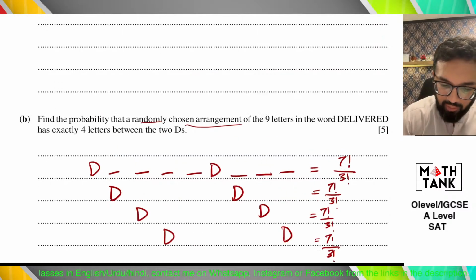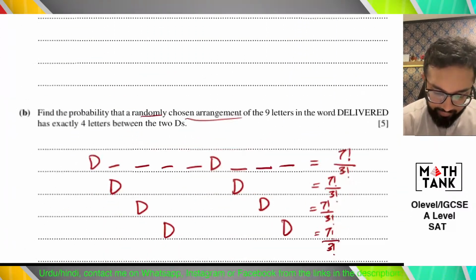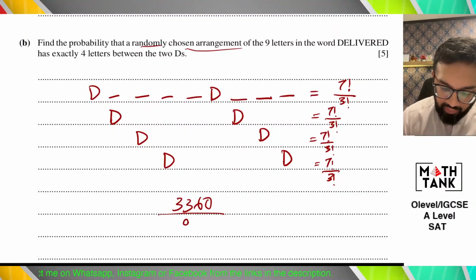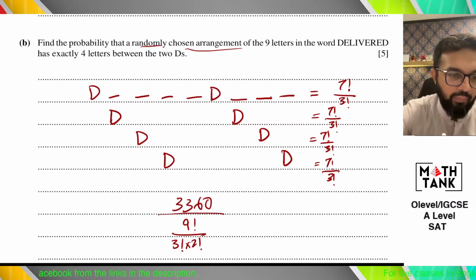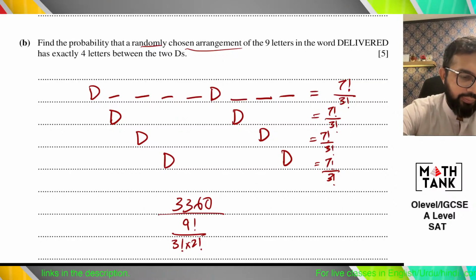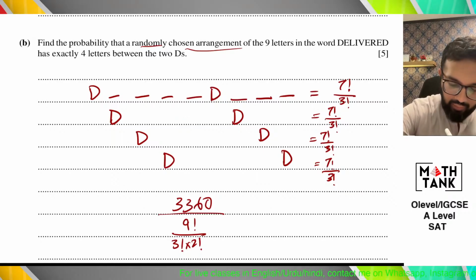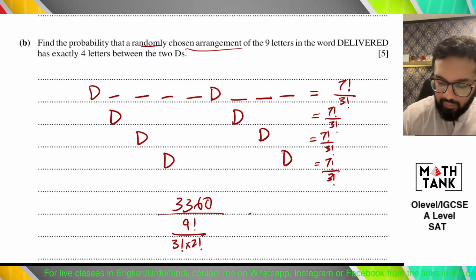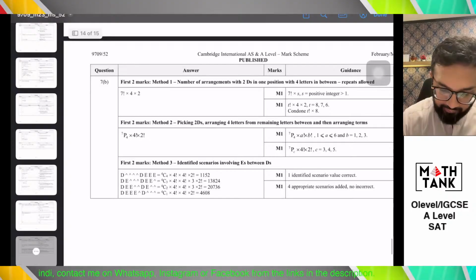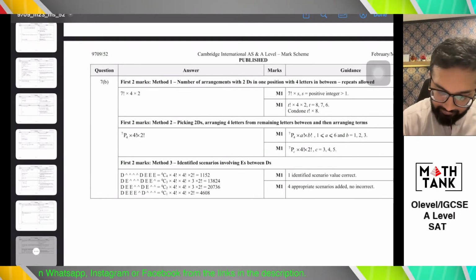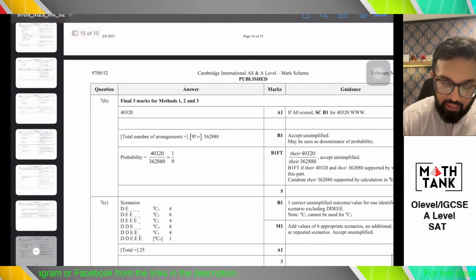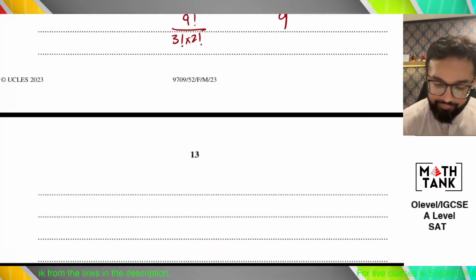I want to find the probability, so I will have to calculate the denominator as well. So that's 9 factorial, 3 factorial, and 2 factorial. Gives me 1 over 9. Okay, that's the correct answer.